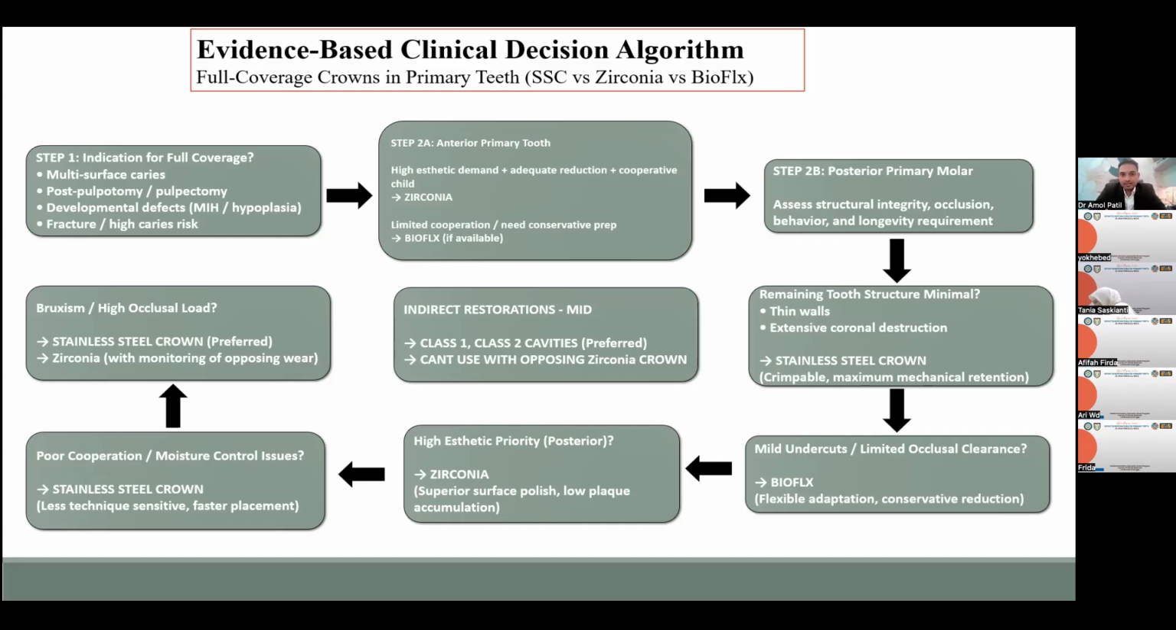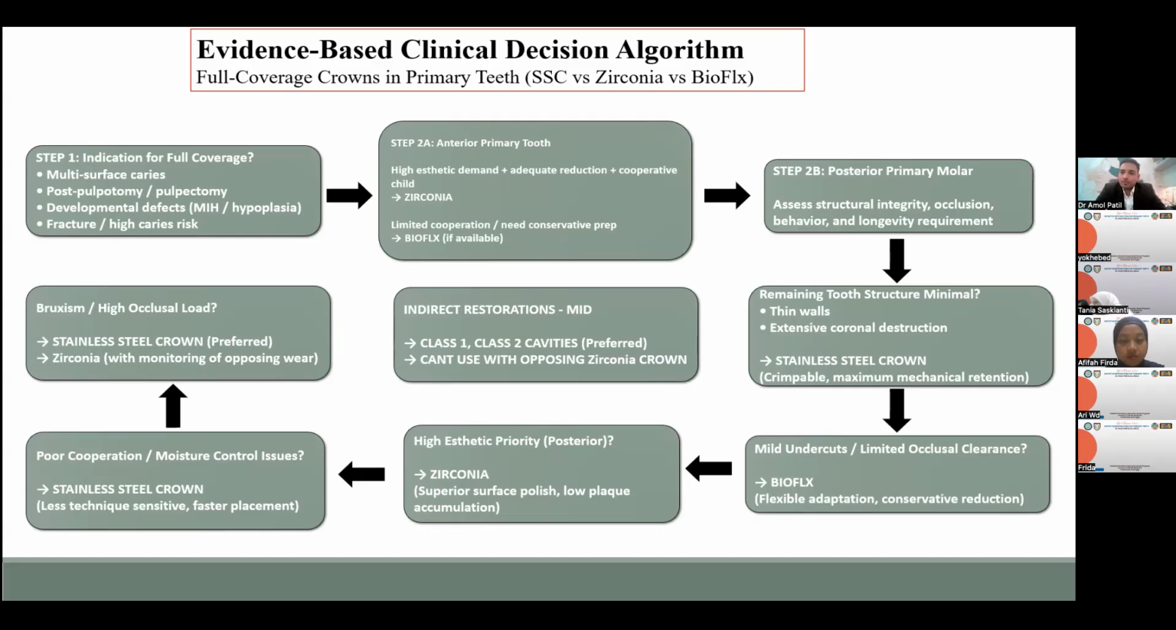Secondly, for the anteriors, if the patient demands aesthetic restoration highly, then in that case, there is no other alternative than zirconia because it is the best. Biflex, certain patients might accept it, certain patients might complain about it because it can have plaque accumulation which is pretty much more compared to zirconia, but preparation is minimal as compared to zirconia crowns.